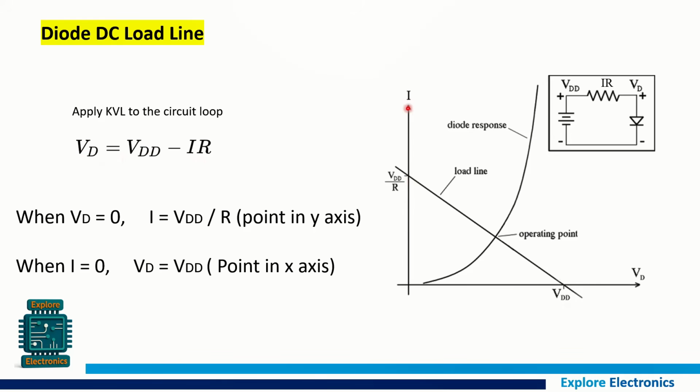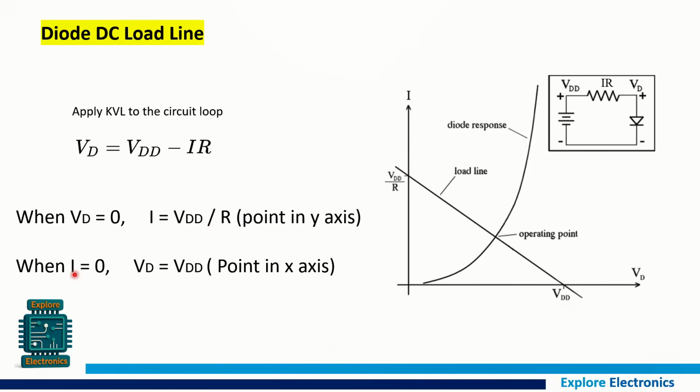Now, on the y-axis we have taken current I. On the x-axis we have taken VD, that is the voltage across the diode. To get the point on the y-axis, we need to assume VD is equal to 0. When VD is equal to 0 in this expression, we get the current I as VDD divided by R. Taking VDD to the right side, IR becomes plus, I is equal to VDD by R. This is the point on the y-axis.